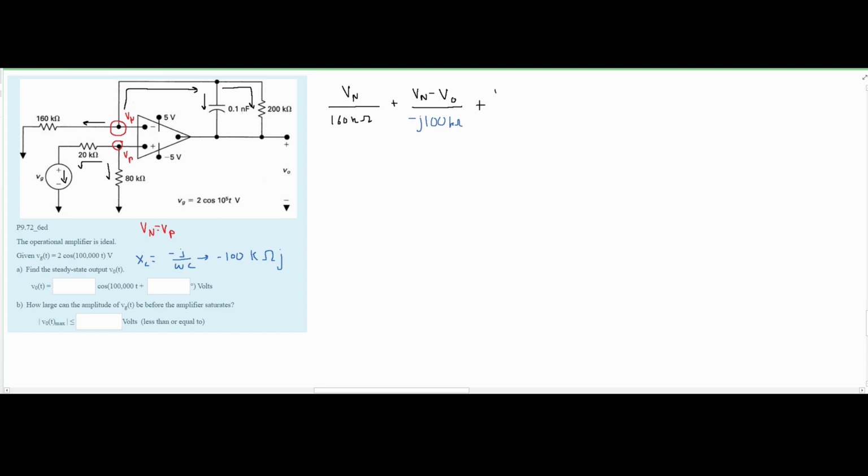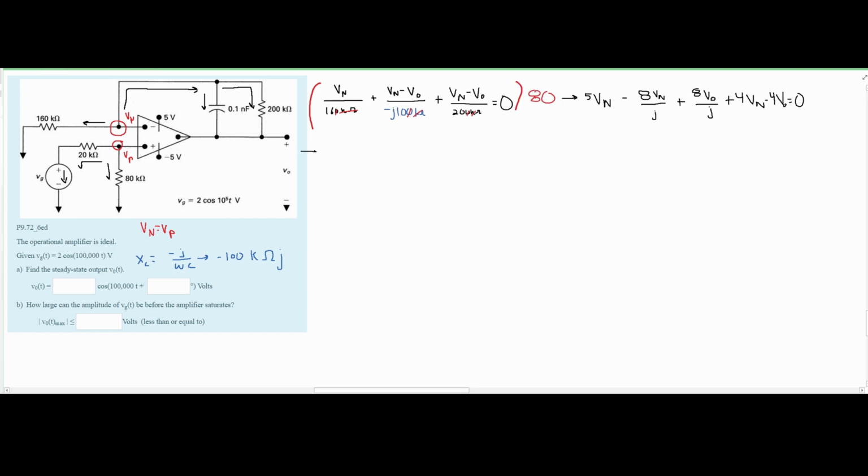Next, we have the voltage over the 200 kilo ohm resistor, so we're going to have a plus. We know this is going to be our Vn minus our V0, and again this is divided by 200 kilo ohms of resistance, all set equal to 0 per the node voltage method. Now when we look at this, I want to simplify a couple of things just to make things easier. I'm going to get rid of a 0 in the kilo ohms for each of these. Once I do this, I am going to multiply everything by 80 just to get rid of the denominator, and that's going to be our equation.